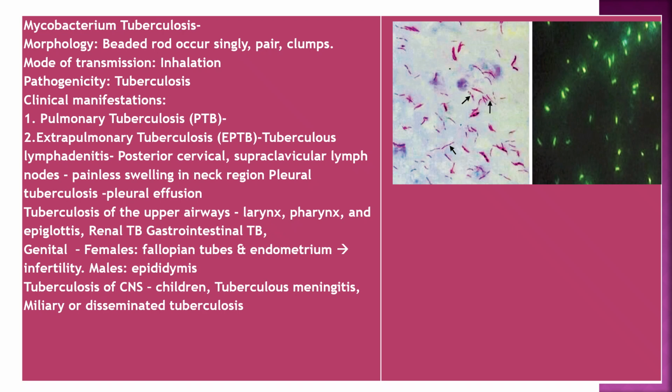Extrapulmonary tuberculosis: tuberculous lymphadenitis, posterior cervical or supraclavicular lymph nodes common, painless swelling in the neck region; pleural tuberculosis, pleural effusion; tuberculosis of upper airways, larynx, pharynx, epiglottis; renal tuberculosis; gastrointestinal tuberculosis; genital tuberculosis in females, fallopian tube and endometrium, causes infertility; in males, epididymis tuberculosis; tuberculosis of CNS, children common, tuberculous meningitis; miliary or disseminated tuberculosis. And in bone also you can see tuberculous bones.